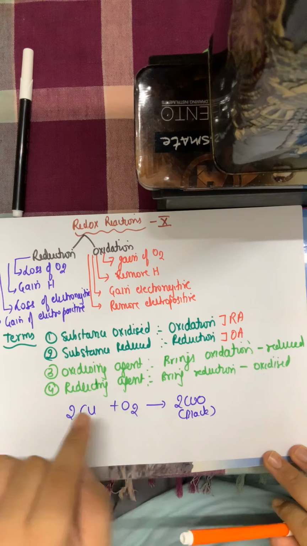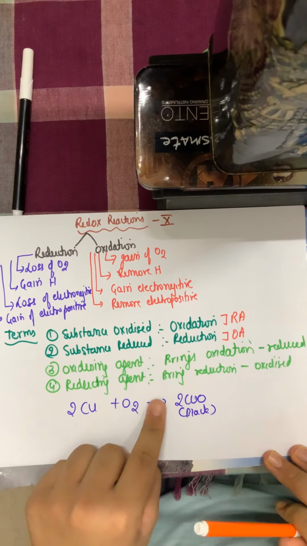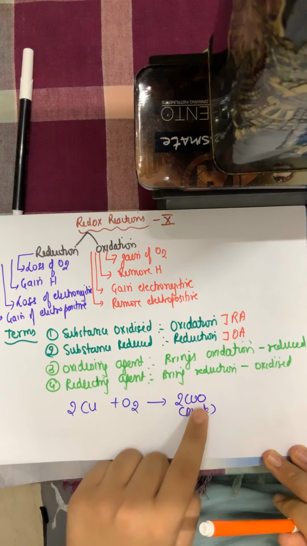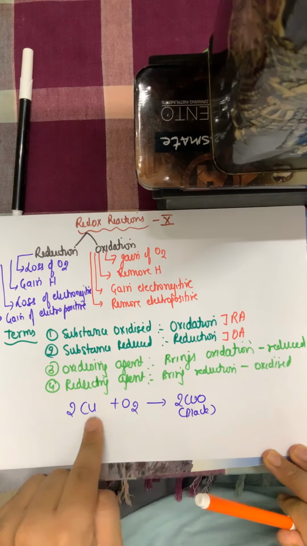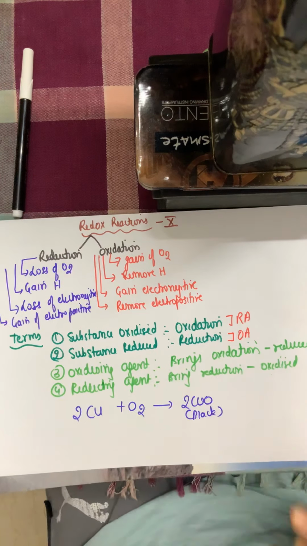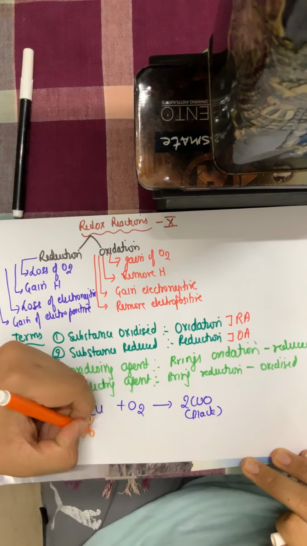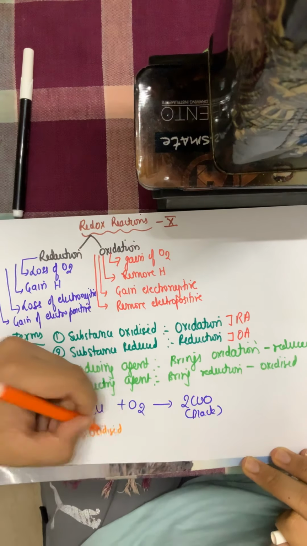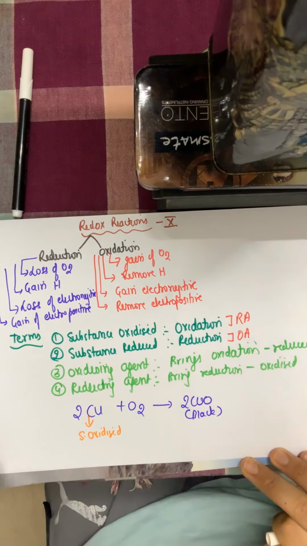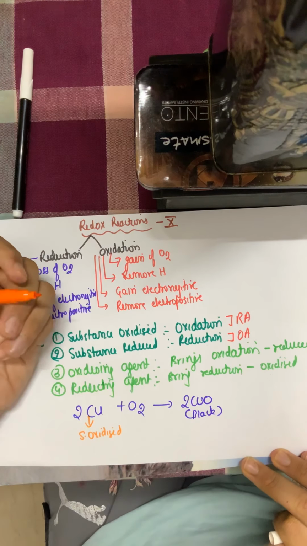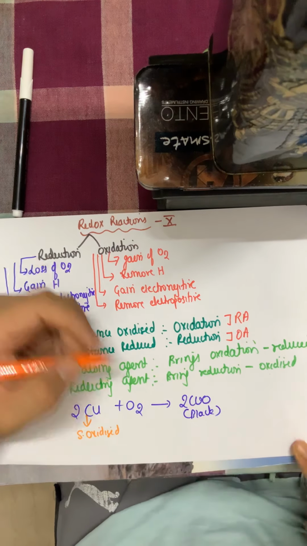Now see, if I talk about copper, copper has gained the oxygen, isn't it? This oxygen has given its oxygen to copper, and copper has gained the oxygen. So what has copper gone through? It is the substance oxidized, because copper gaining oxygen is oxidation. If one is oxidized, the second one will automatically get reduced.